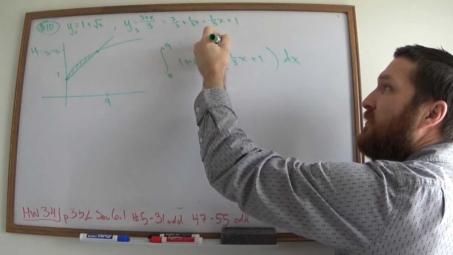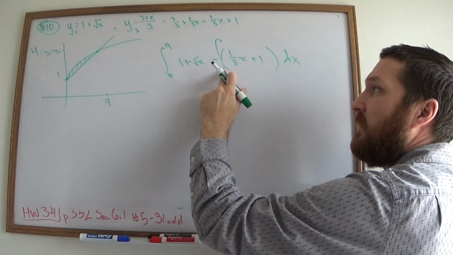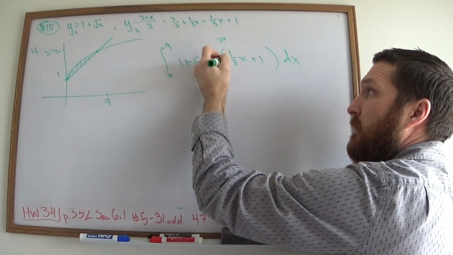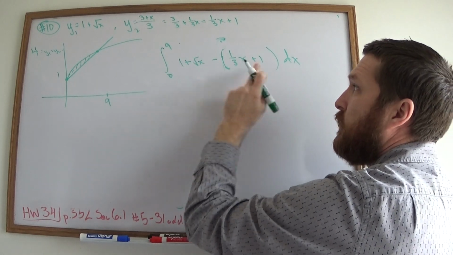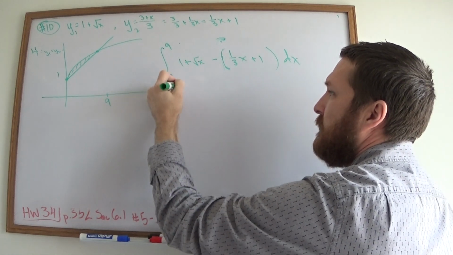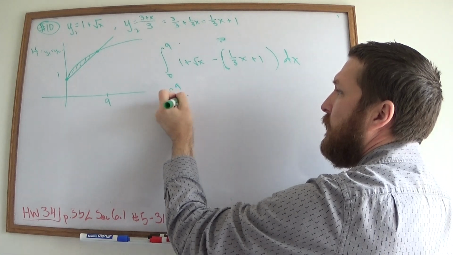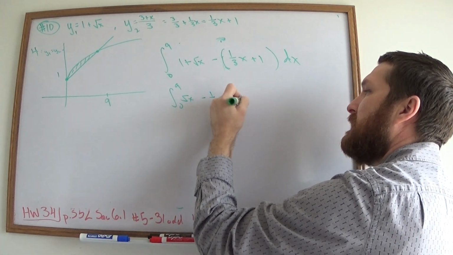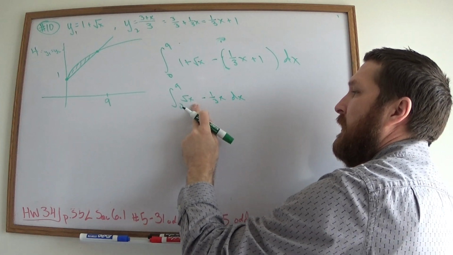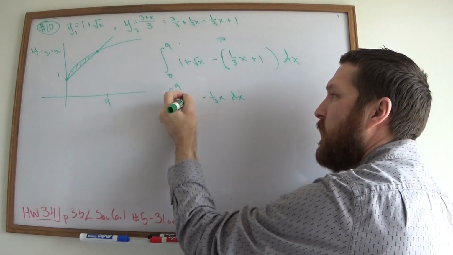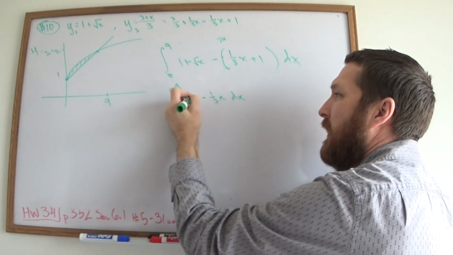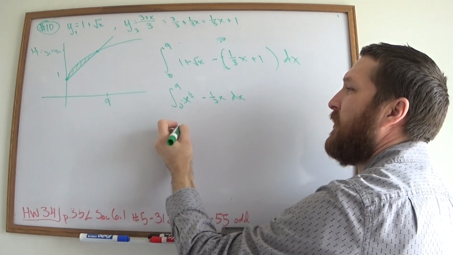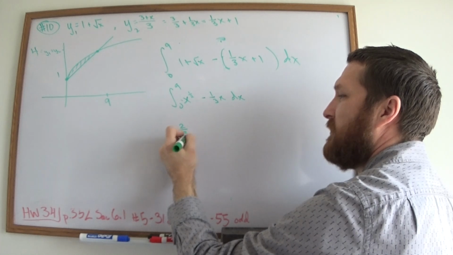Instead of computing the two separate integrals, you could go, oh, in this case, this works out to my benefit because the 1 minus the 1 is gone. And now I could just say the integral from 0 to 9 of root x minus a third x dx. Or, no, never mind. That's just x. Negative 3 has 2/3. So, 2/3 x.